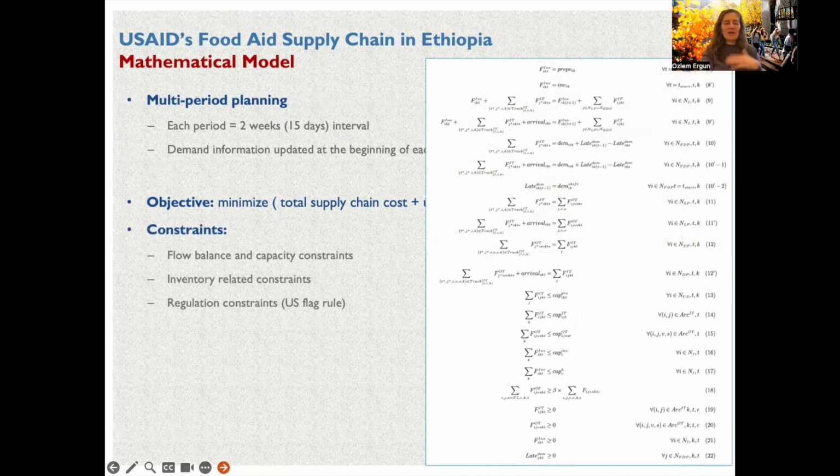Our constraints were not really different than what you would expect. We had flow balance and capacity constraints. We had some inventory-related constraints, making sure that whenever we use prepositioning inventory, we also bring it back by the end of the period or the decision horizon. We also had some additional operational and policy-related constraints, such as the US flag rule, which asked USAID to do a certain percentage of its ocean shipping by only US carriers.